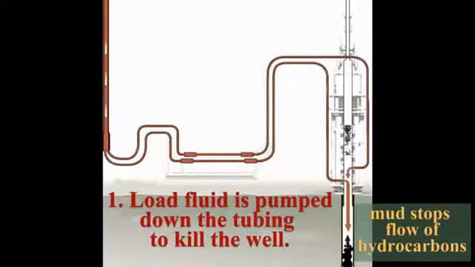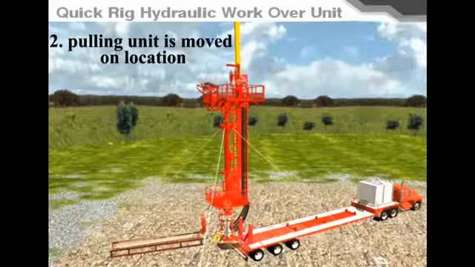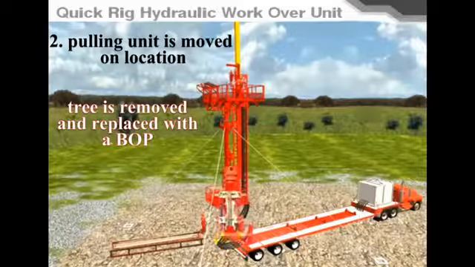First, load fluid is pumped down the tubing to kill the well. Second, a pulling unit is moved on location where the tree is removed and replaced with a BOP. Then, the tubing and packers are pulled.